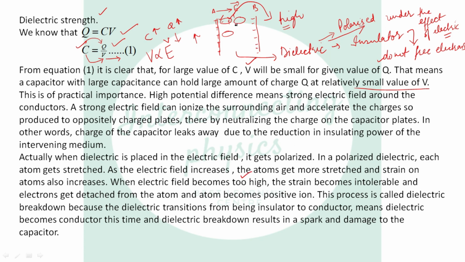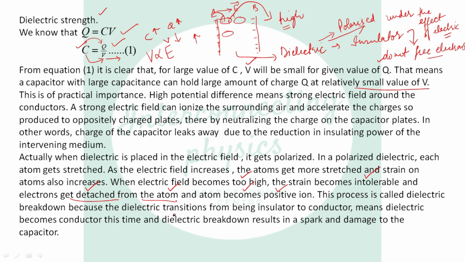The strain developed due to stretching of positive and negative charges becomes intolerable, and electrons get detached from the atom, and the atom becomes a positive ion. We know dielectrics don't have free electrons, but under the effect of a high electric field, electrons get detached from the atom. This process is called dielectric breakdown, because here the dielectric is no longer a dielectric.